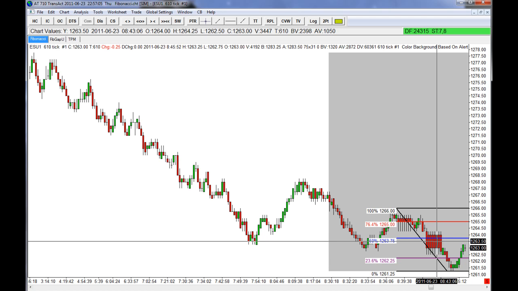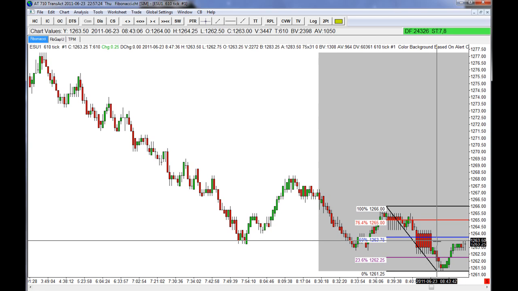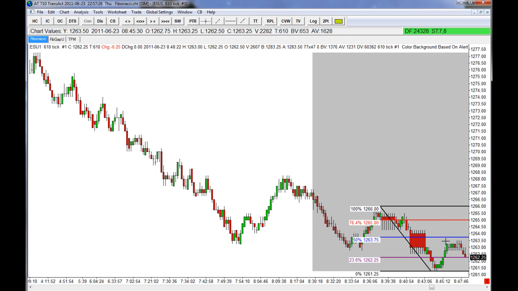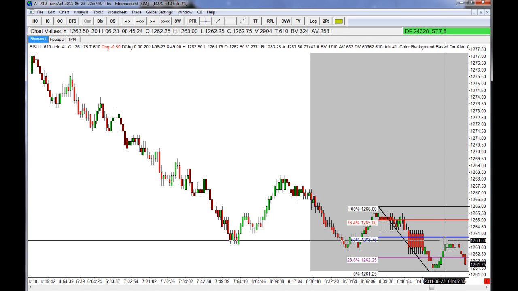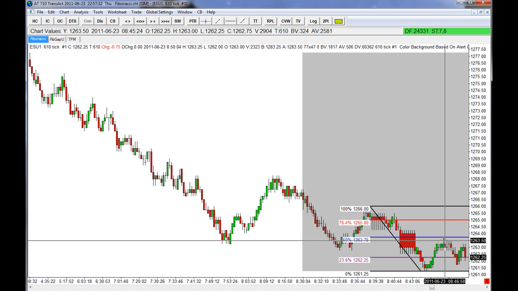I had a limit sell order at 12.63 and a half. Okay, I was looking for 5 ticks of profit and a 6 tick stop loss. As you can see, price traded where my sell limit order was, however, did not get filled.